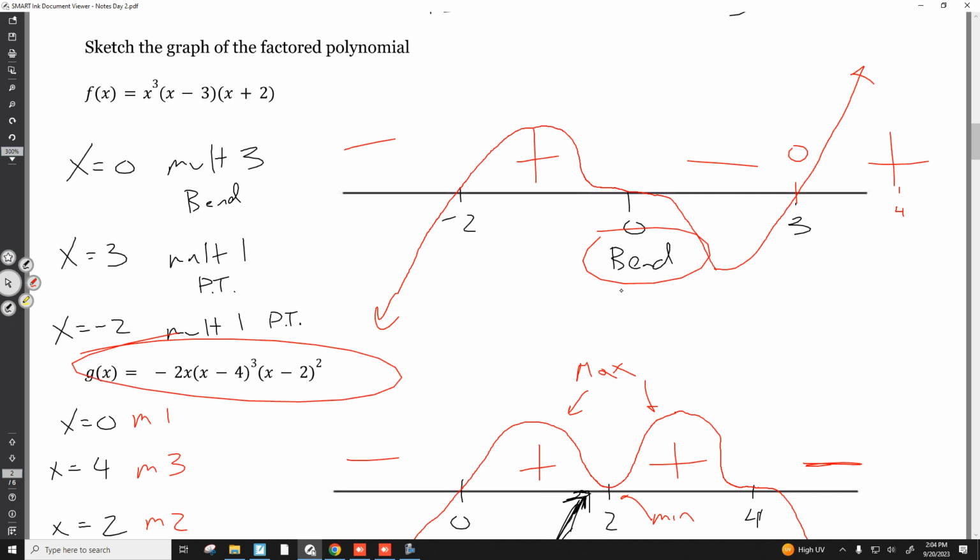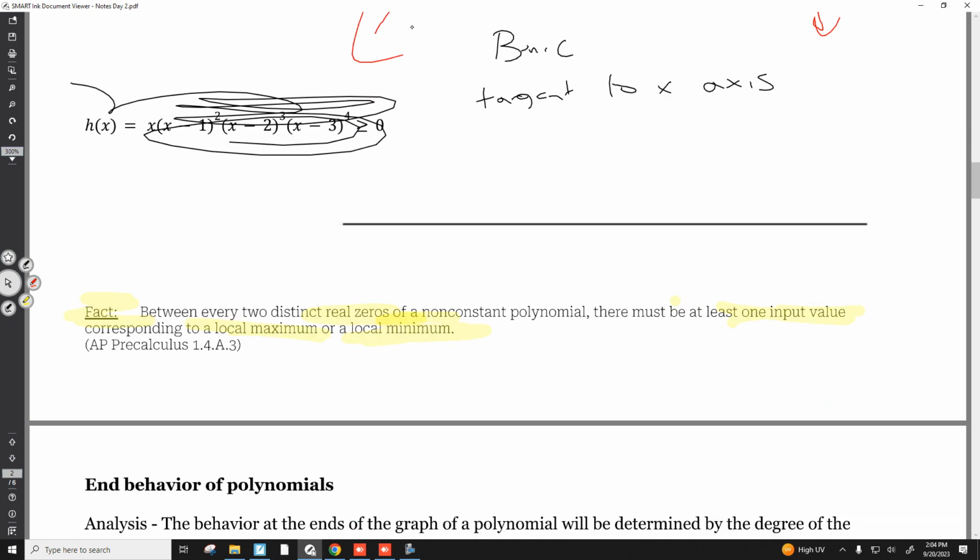That's a max, that's a min. This is not tangent to the x-axis. Actually, it is, but whatever. Who cares? Just little things to think about for the future.